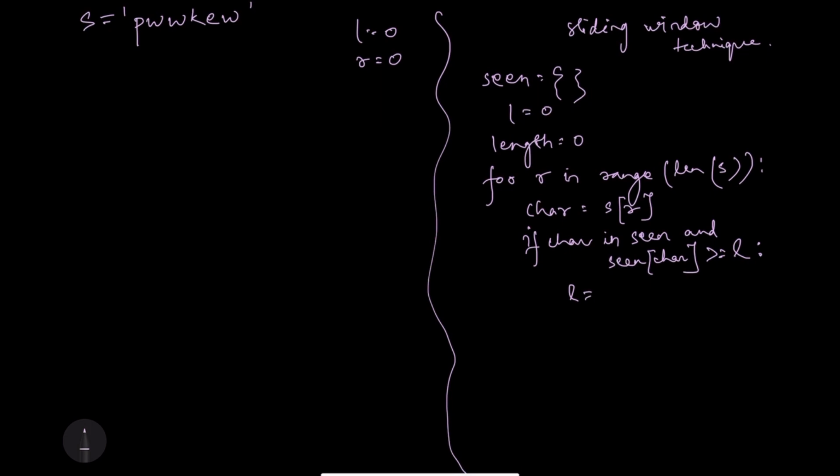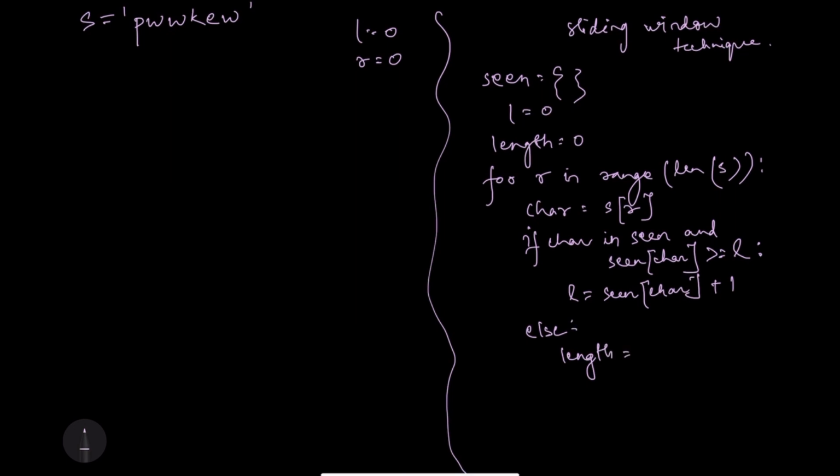And if we have, then of course we would have to move our left pointer, because our left pointer would be the starting point of our substring. So we will be moving our left pointer after that index, whatever index we have our repeating character at, because we want a substring without repeating characters. Else we will be checking our length.